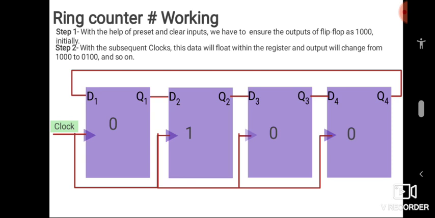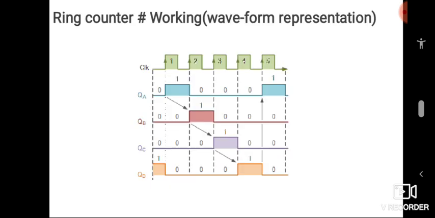So we can make use of these combinations. If a circuit is giving you various combinations, or that combination is repeating itself, then we can have various uses of that. Okay, so for better understanding, let's have a waveform representation of that ring counter.